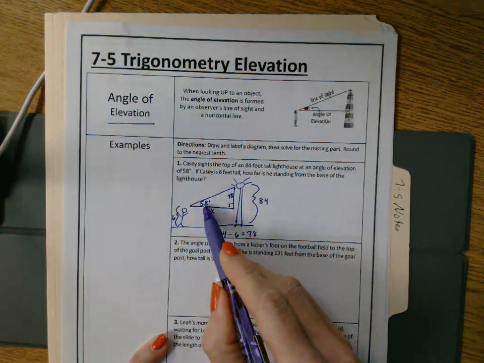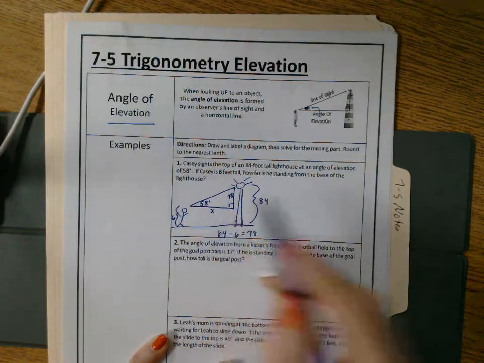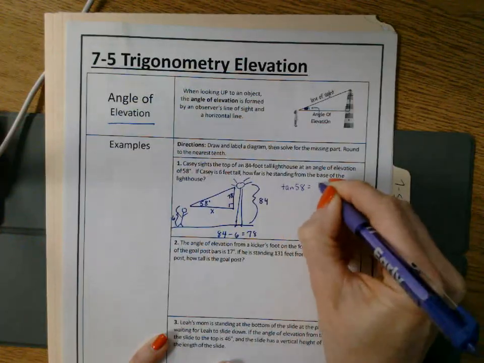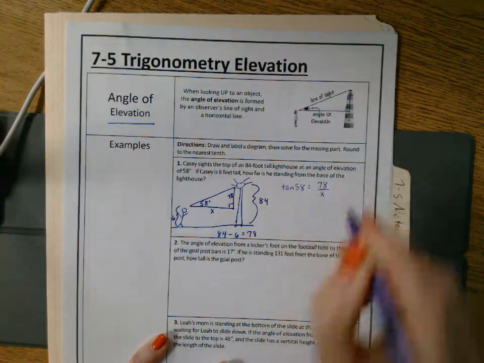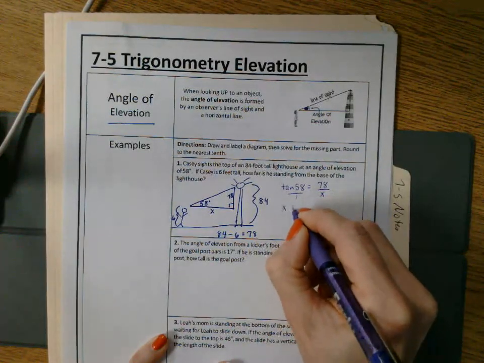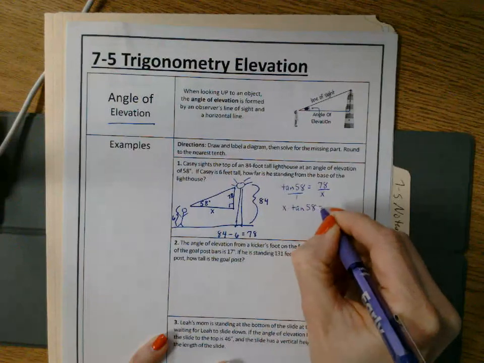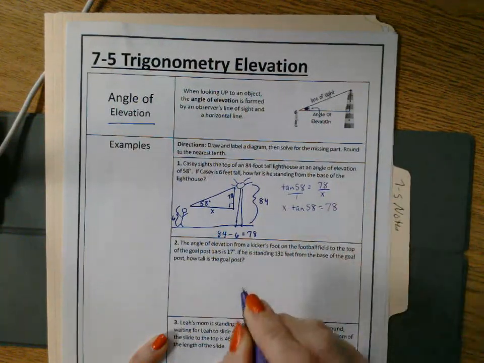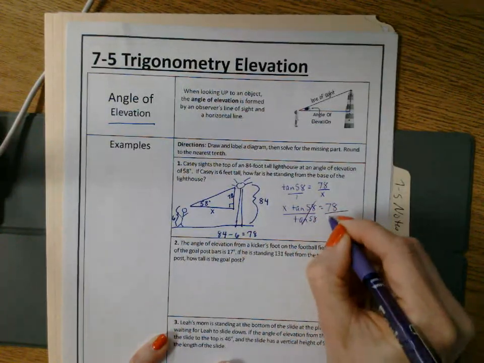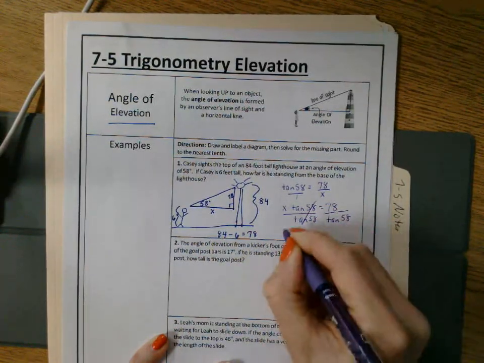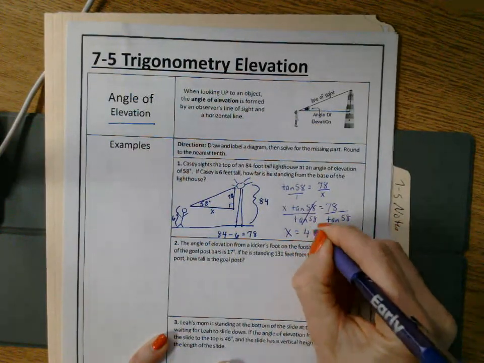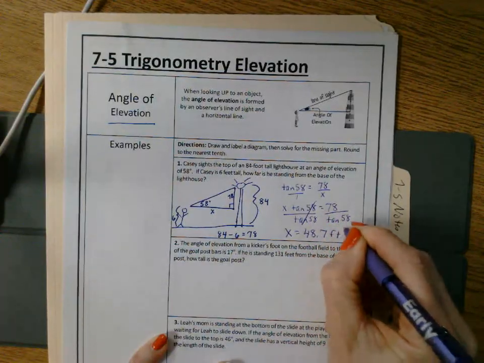So from here, this would be opposite over adjacent, which is tangent. So the tangent of 58 equals opposite over adjacent. Put it over 1, and we're going to cross multiply. So we get x times the tangent of 58 equals 1 times 78. We need to divide to get rid of this, moves it to the other side. And then this is what you're typing in your calculator: 78 divided by tangent of 58 should give you 48.7 feet.